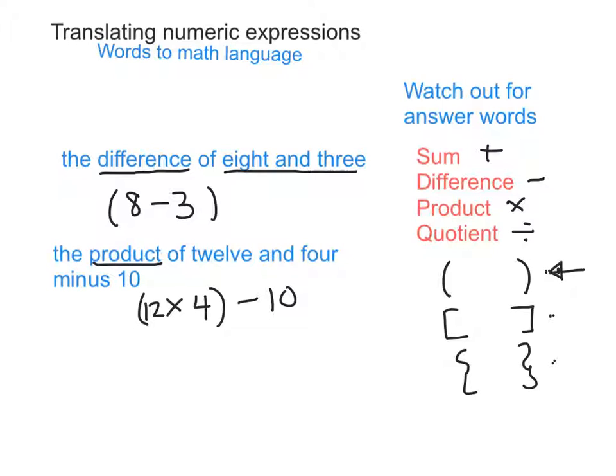So this would be the product starting from the left, moving right. The product of 12 and 4 minus 10. Here's the product of 12 and 4 minus 10.